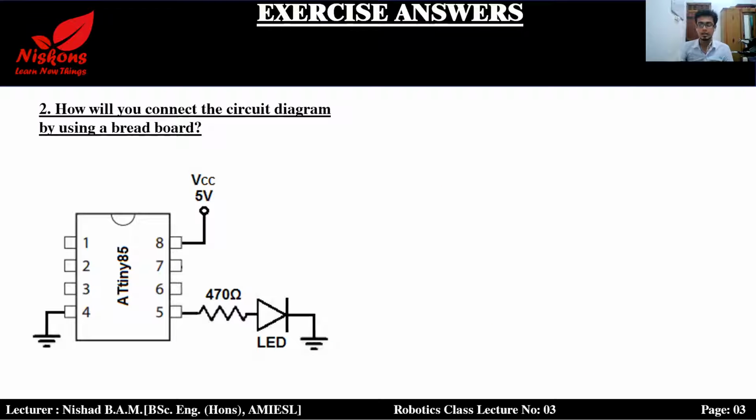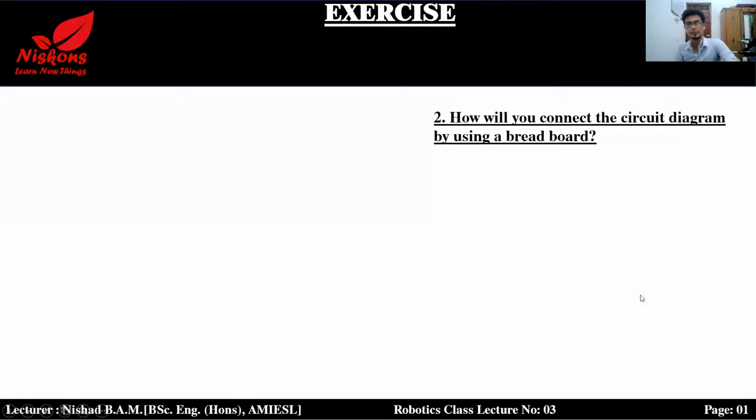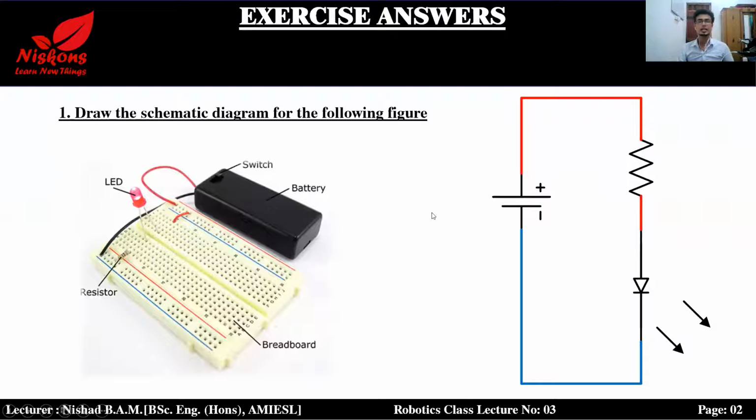So this one, what we have to consider here is simple, because we have to consider the color codes. If you consider the color code, the positives are in the red line. After the bulb is connected, the wire is a blue or black line. So this is how we can draw a schematic diagram. This is called a schematic diagram.